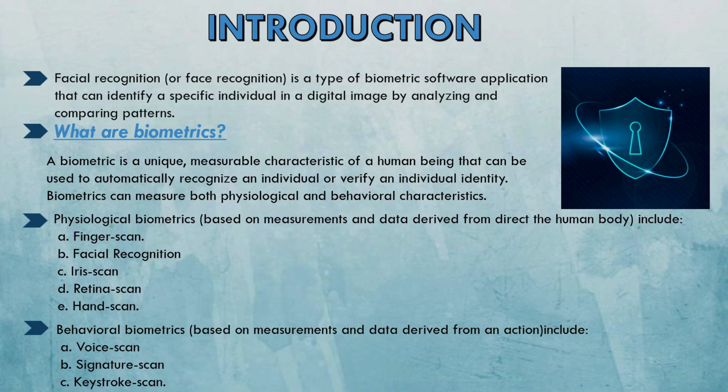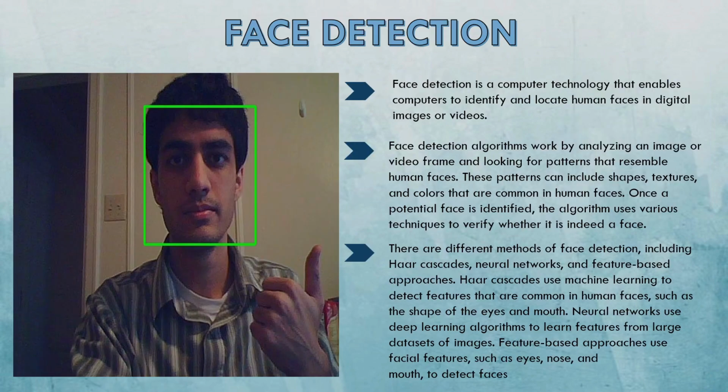Next three are behavioral biometrics. Those are voice scan, signature scan, keystroke scan. These three are nothing but the biometrics based on actions. So with the help of these biometrics, generally an authentication will be provided for any of the models or any of the real-time examples. So I think you may have got the basic idea of biometrics.